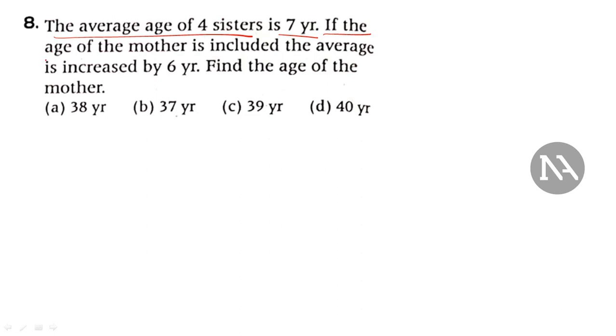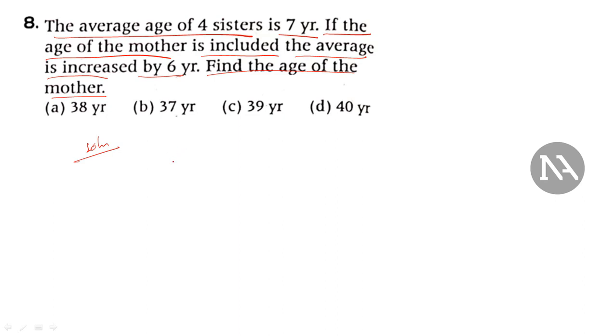Next, the average age of 4 sisters is 7 years. If the age of the mother is included, the average is increased by 6 years. Find the age of the mother. Average age of 4 sisters is equal to 7 years. If the age of the mother is included, the average is increased by 6 years. Find the age of the mother.